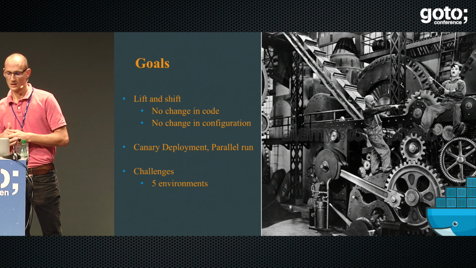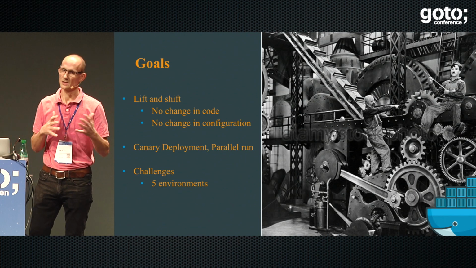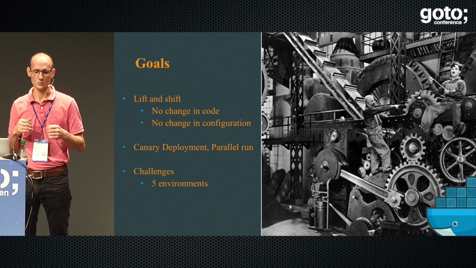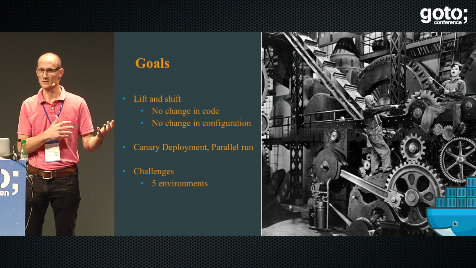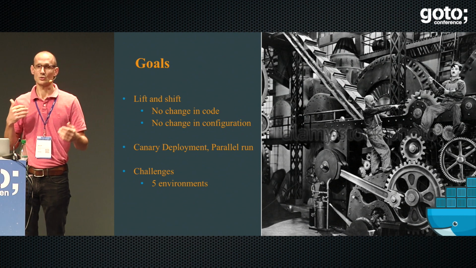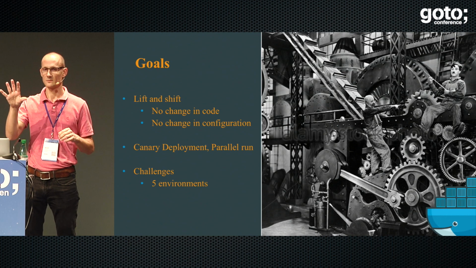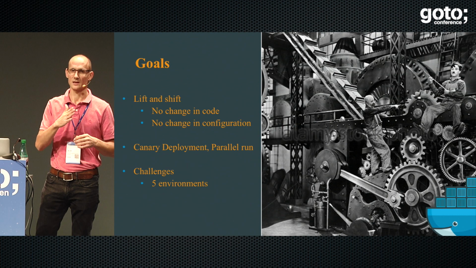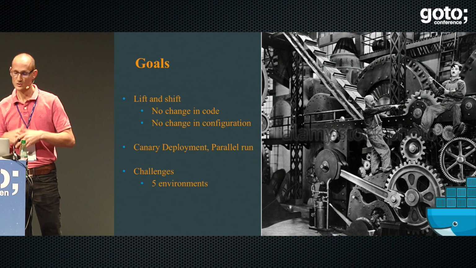So we will try to make no changes in the code and basically no changes in the configuration, and we want refactoring to happen later when we are in Docker, because everything will be so much easier. So we'll need to do canary deployments. That means that we have both Docker and VM running side by side in production, and we'll progressively flip traffic from VM to Docker instances for some users, for example.